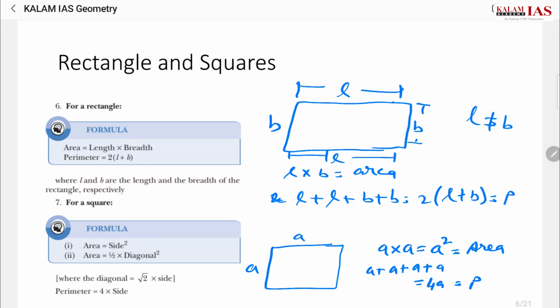In terms of diagonal also we can find the area. The diagonal is this length connecting alternative vertices of a shape. So for a square, if the diagonal is B, the value of B square equals to 2A square using Pythagoras theorem. So B becomes root 2 A.